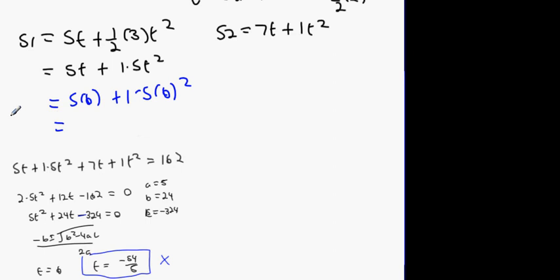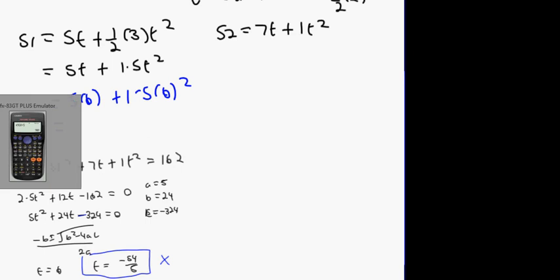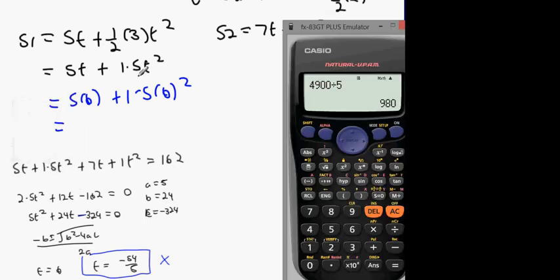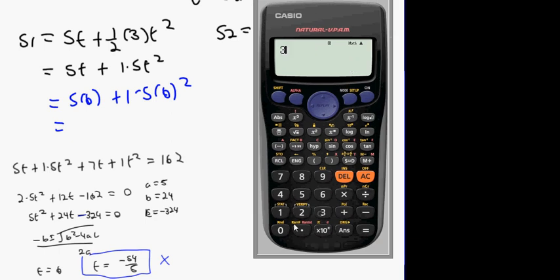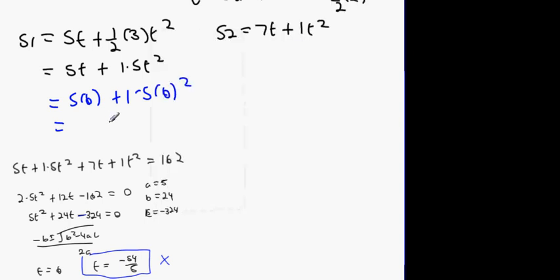So what's that going to be, guys? 30 plus 1.5 times 36. I think it's 84. Make sure. So 30 plus 1.5 times 6 squared, 84. So the first one's 84 meters.